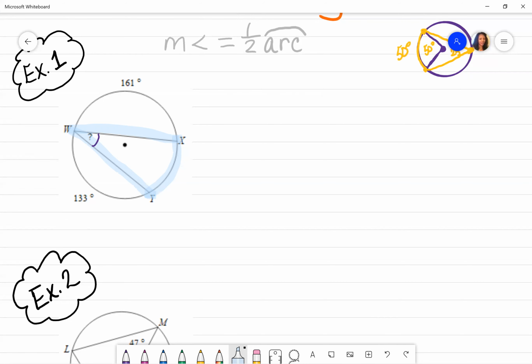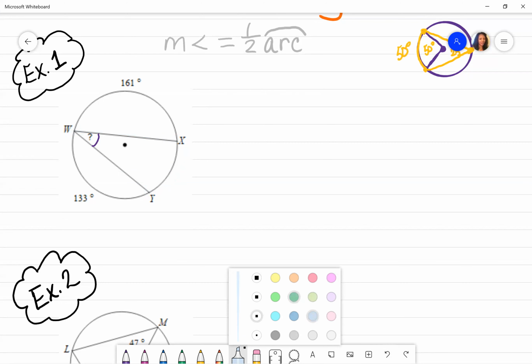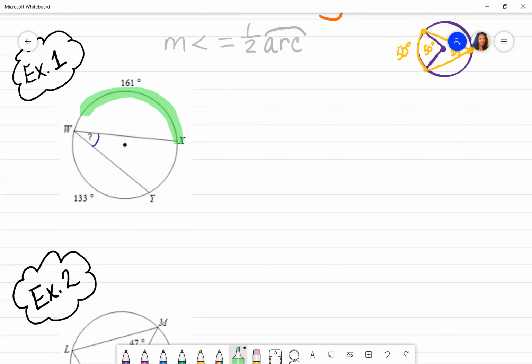I have the measure of angle W with the question mark, and I don't have anything given for the arc XY. So if that happens, I have to use what I do know. And what I do know is that the measure of an entire circle is 360 degrees. I'm given parts of the circle. I'm given two arcs. So what I can do then is take that information and set up an equation.